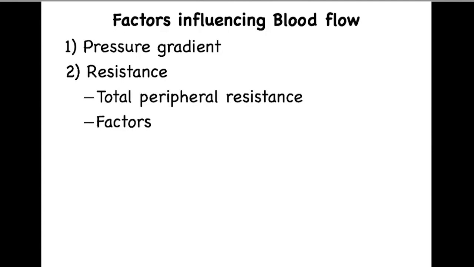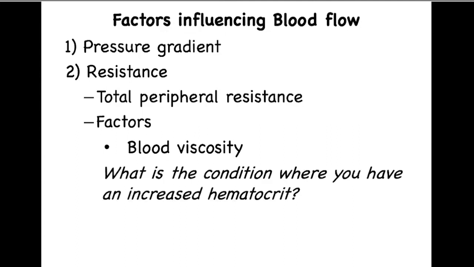The three factors that influence resistance are blood viscosity. Thicker blood flows slower than thinner blood. Compare water and honey. Recall, viscosity refers to thickness. What is the condition where you have an increased hematocrit? Recall from the blood chapter, it's polycythemia.